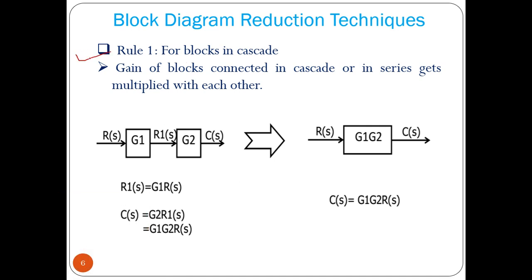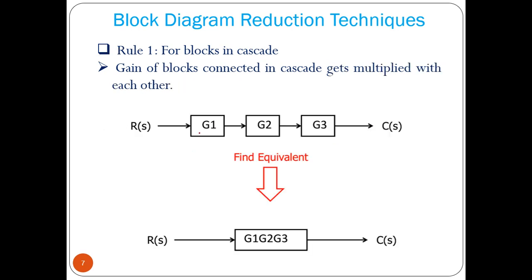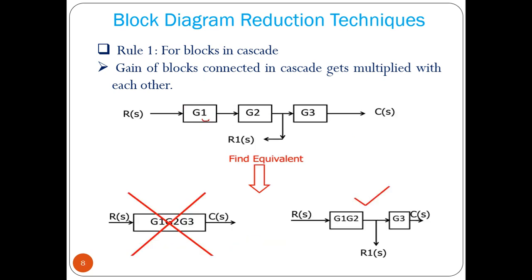If two blocks are connected in series or in cascade, then the equivalent is the product of the two block gains. If three blocks are connected in series, it will be multiplied by three block gains, and so on. If we have two blocks connected in series and, in between, a takeoff point or a summing point, then those two blocks are not in series or in cascade, so you always have to take care of that. So here the equivalent is g1 into g2, then we have this takeoff point and g3. That part we always have to take care of.